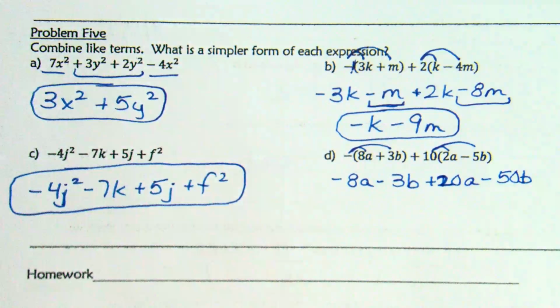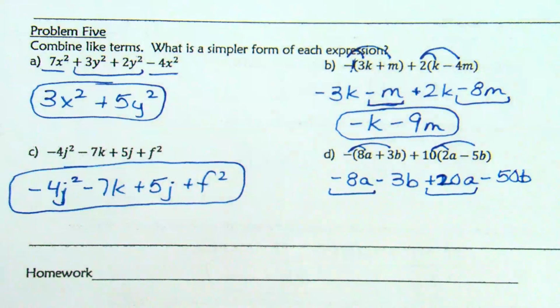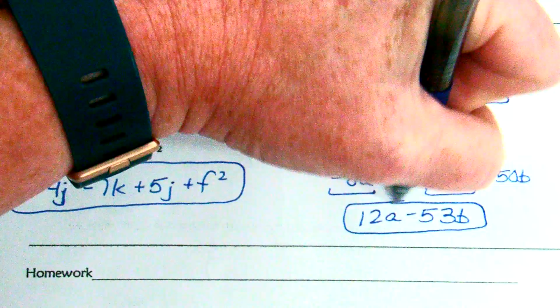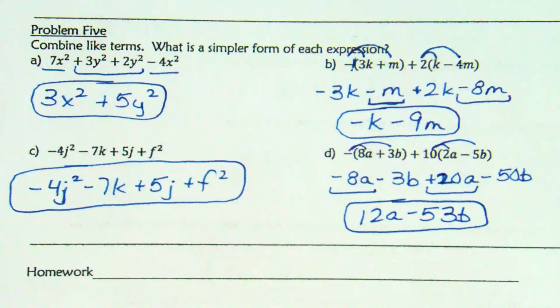And final step. Negative 8a goes with 20a. What's negative 8 plus 20? 12a. And then minus 3b minus 50b is going to be minus 53b. Okay, guys. There you go.